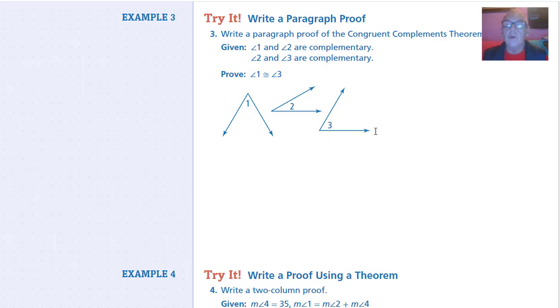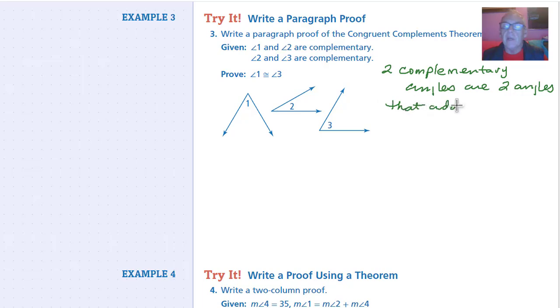So write a paragraph proof of the congruent complements theorem. Now the congruent complements theorem says that if two angles are complementary to each other, so 2 complementary angles. Now complementary means adds to 90. So 2 complementary angles are 2 angles that add to 90 degrees.